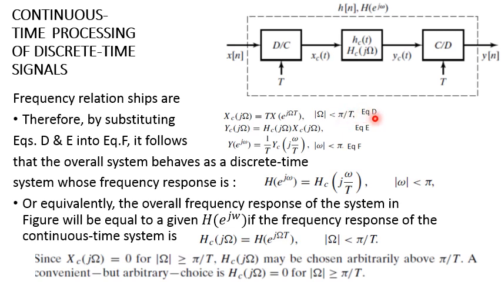equation D. Similarly, the output signal Y_c(jΩ) equals the input signal X_c(jΩ) multiplied by the frequency response H_c(jΩ). So the output signal we obtain is Y_c(jΩ), which is equal to H_c(jΩ) times the input signal X_c(jΩ). And we give it the name equation E.